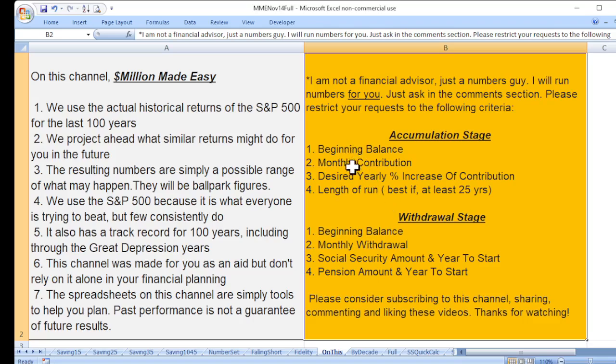Again, just give me these 4 criteria and I'll go ahead and run numbers for you. It's best if we have at least 25 years. If I can catch somebody when they're young, the numbers are simply amazing. We also do it during the withdrawal stage, showing you how long your money might last, depending on how much you're withdrawing. We also take into account Social Security and pensions if you have one.